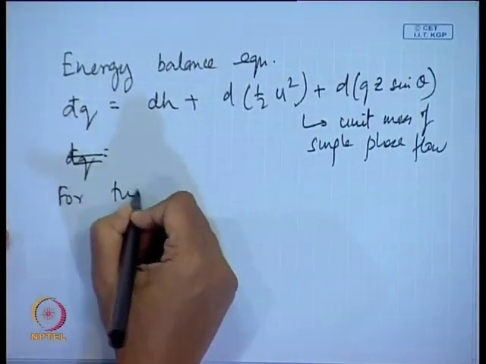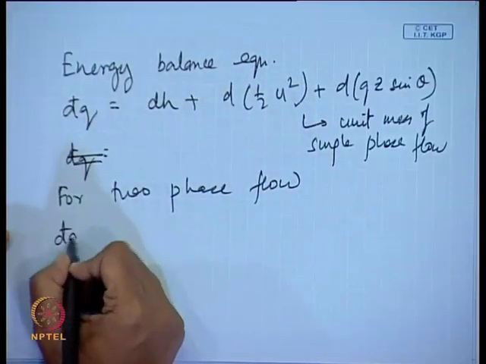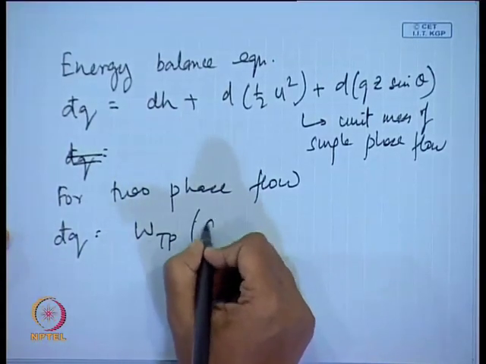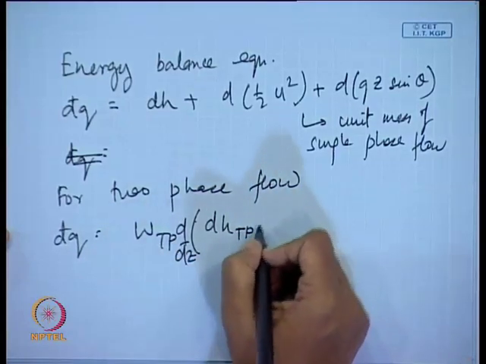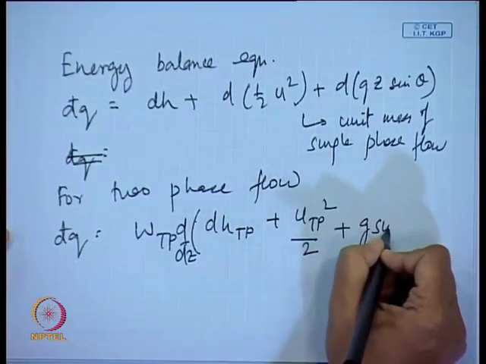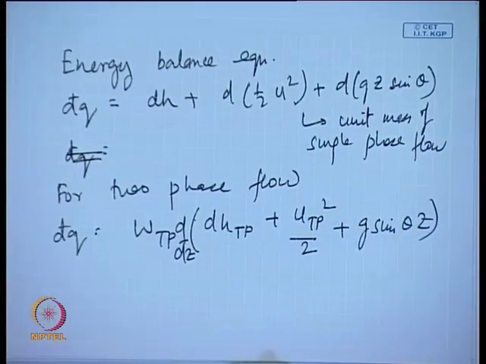For two phase flow, what do we get? This is going to be dq equals to, if it is not for unit mass, then we will put a W TP, d dz of dH TP plus u TP square by 2 plus g sin theta into z. This is the energy balance equation that we can write. If we are having some sort of heat transfer, maybe some sort of condensation or evaporation, then we will have to use the energy balance equation.